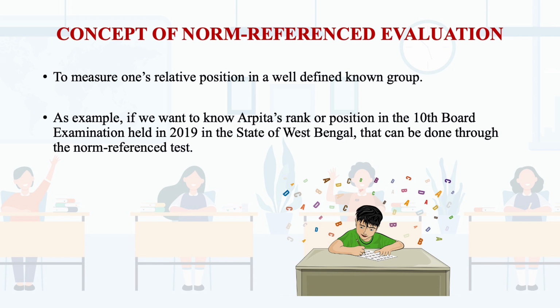So friends, let me give one example so that this concept will be more clear. For example, if we want to know Arpita's rank or position in the 10th board examination held in 2019 in the state of West Bengal, that can be done through the norm reference test. So here, try to understand. In my first point, I have focused upon two things. One is there will be one well-defined known group, and in that group, you have to interpret the relative position of a learner, of a student.